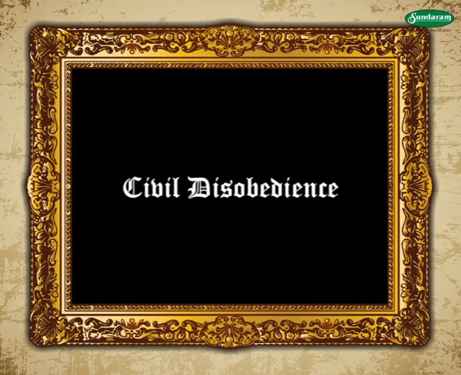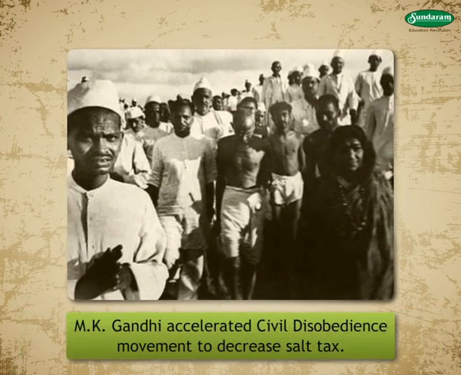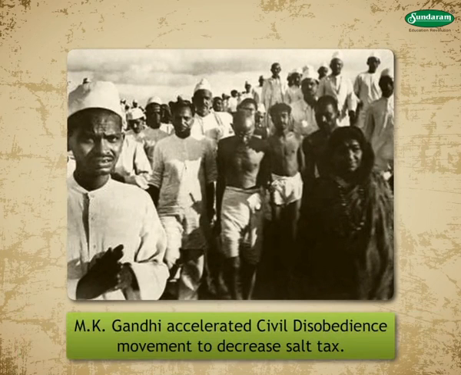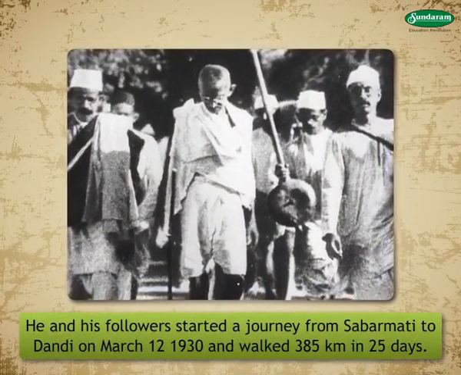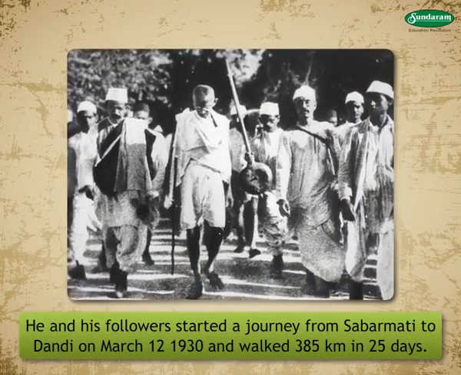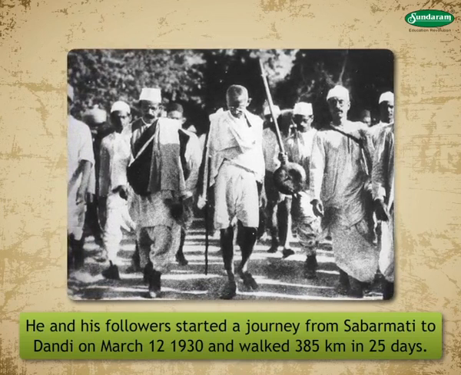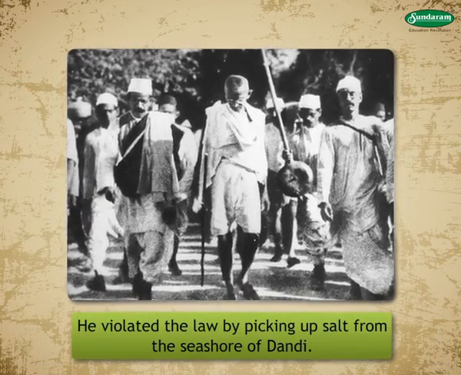Civil disobedience. Civil disobedience means to politely violate unjust and oppressive laws formed by the British government. M.K. Gandhi accelerated the civil disobedience movement to decrease the salt tax. He and his followers started a journey from Sabarmati to Dandi on March 12, 1930 and walked 385 kilometers in 25 days. He violated the law by picking up salt from the seashore of Dandi.